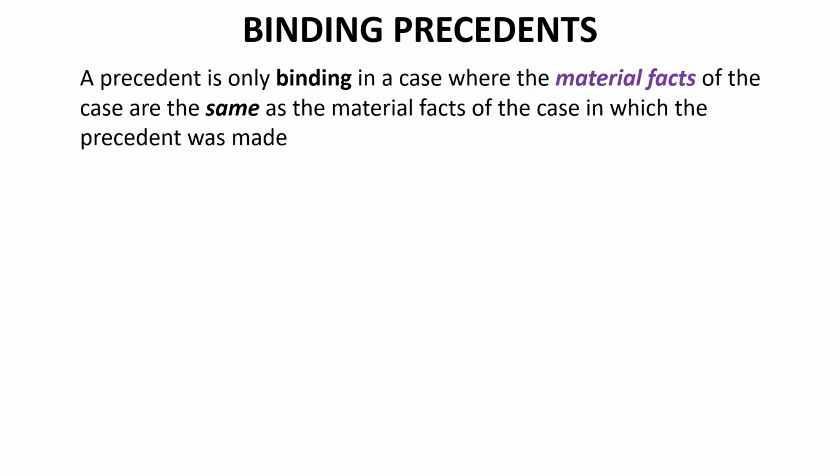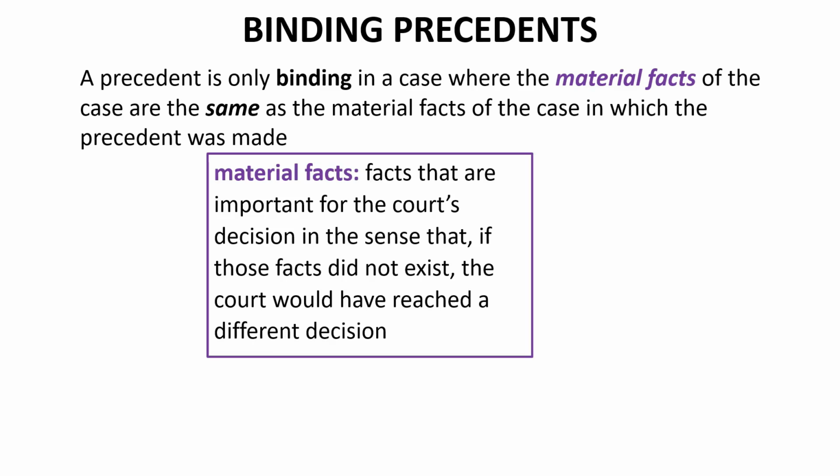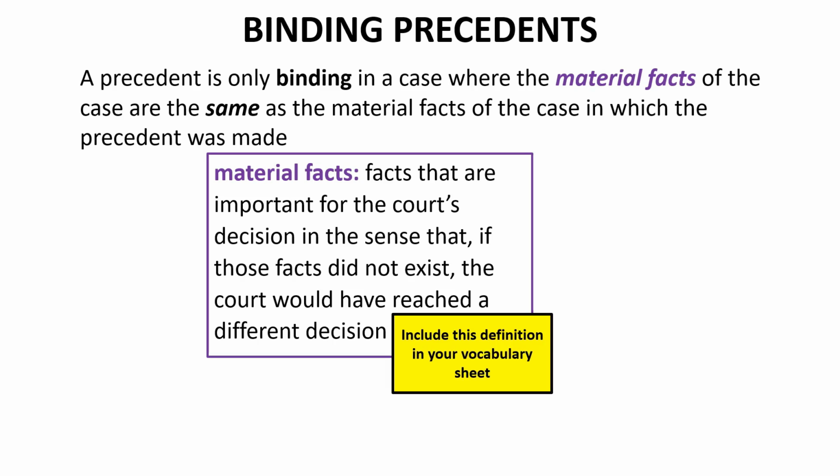The other important concept that you need to understand is what material facts are. This is because a precedent is only binding in a case where the material facts of the case are the same as the material facts of the case in which the precedent was made. The material facts of a case are facts that are important for the court's decision in that case, in the sense that if those facts did not exist, the court would have reached a different decision in the case. Look down the left-hand side of your vocabulary sheet, find the term material facts and write this definition in there.